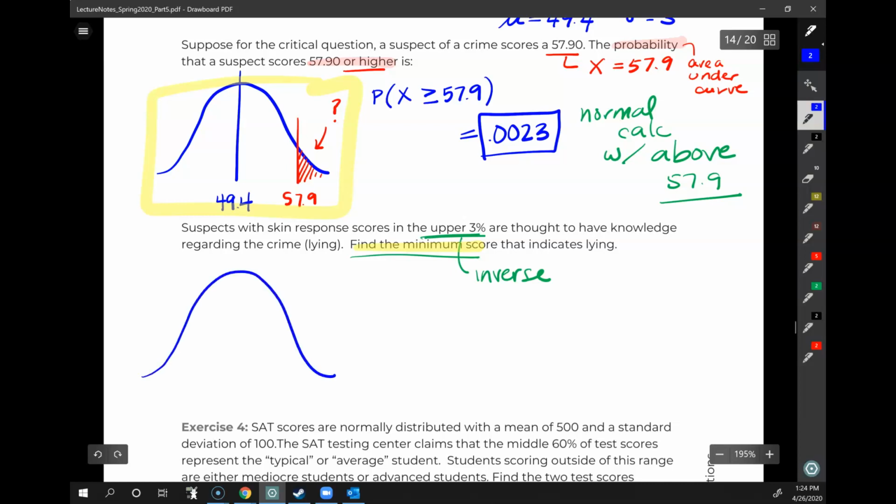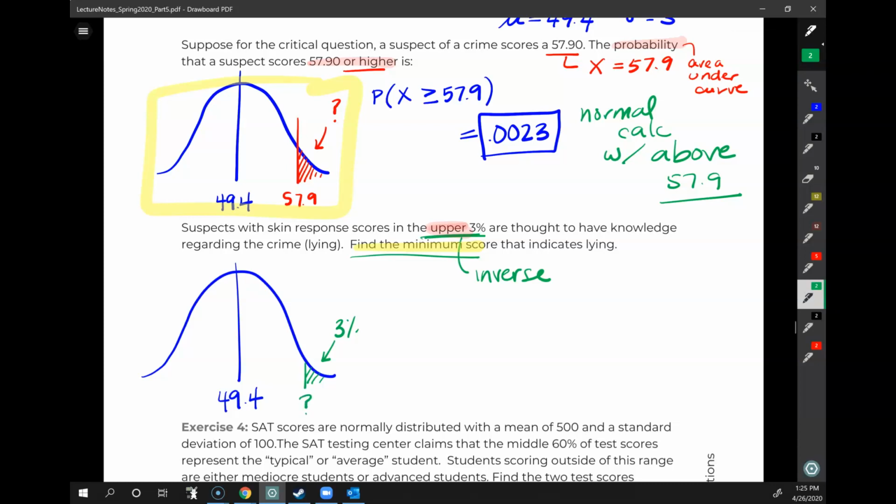Again, you have a drawing here, 49.4. We do not know what our cutoff is. We have to use this keyword of upper, which tells me I'm looking for that 3% on the right. So I'm going to shade what it looks like 3% to me. And I'm going to say, I want to find what that score is. So I like to make sure that that x-axis is just scores and that the percents are floating above. It kind of makes me a little crazy when students write their percents down on that axis as if they're skin response scores when they're not.